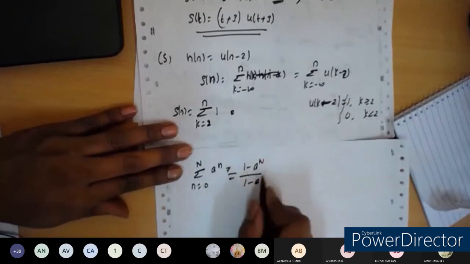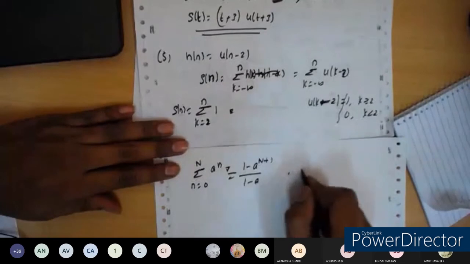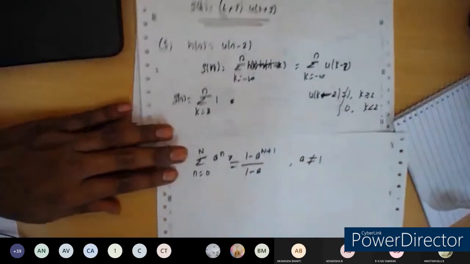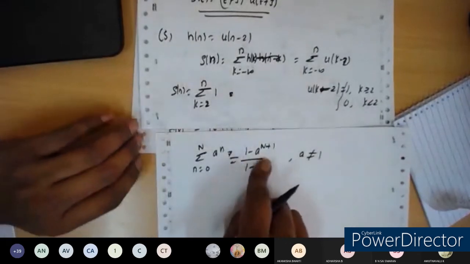Provided a should not be equal to 1. Correct now? Correct, right? Yes, sir.